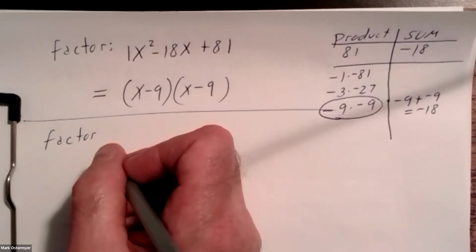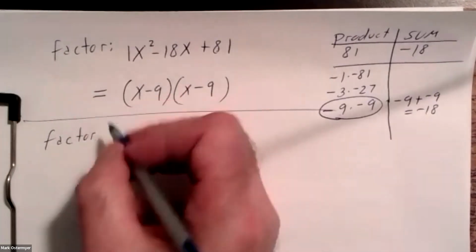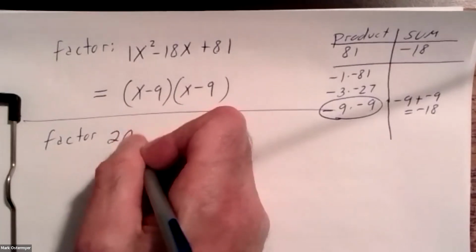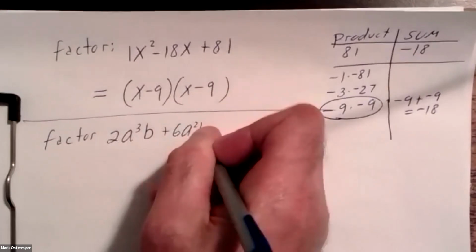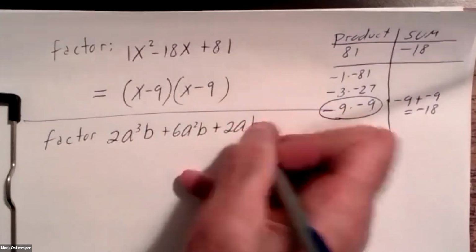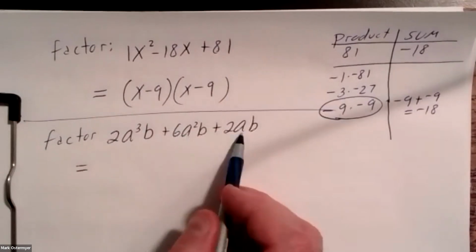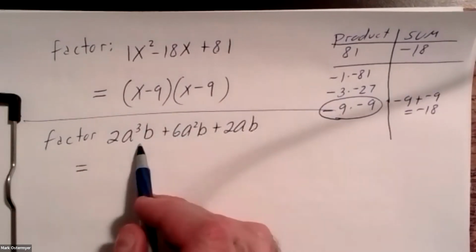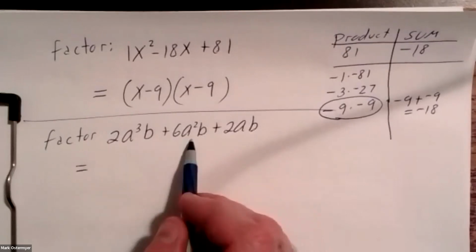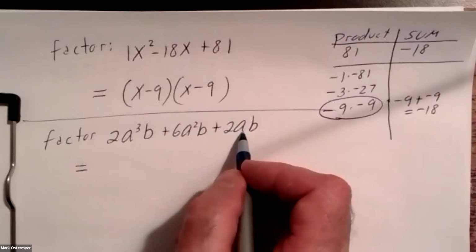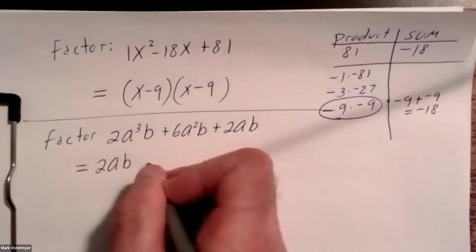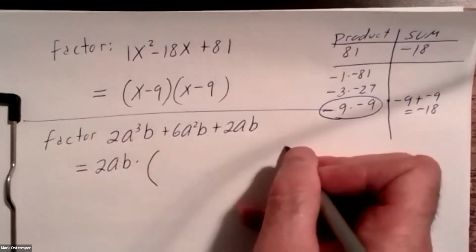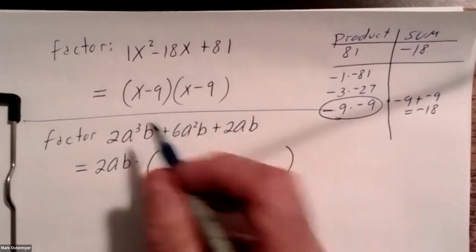All right, let's try to factor 2a cubed b plus 6a squared b plus 2ab. Now, what can I factor out of all three of these terms here? 2 and a. Yeah, looks like we can factor a 2 out and also an a and also a b. 2ab is the greatest common factor.